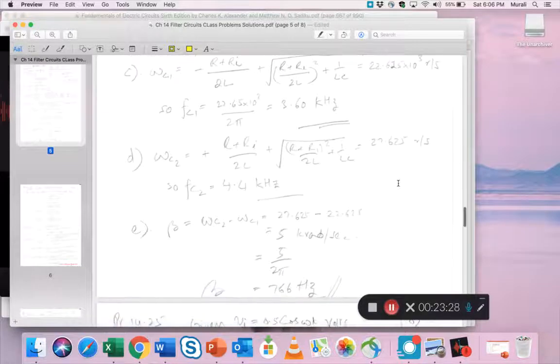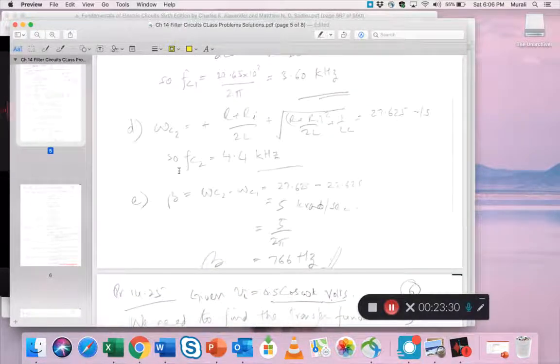So the bandwidth, you can write it either in kiloradians or in hertz. Either way is okay. Anyway, you see the values there, 5 kiloradians per second or 796 hertz.